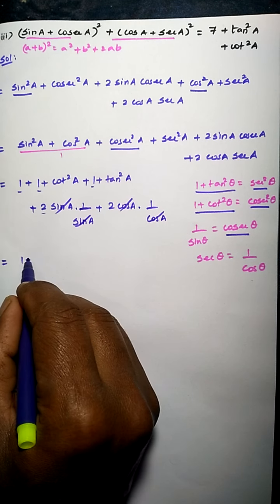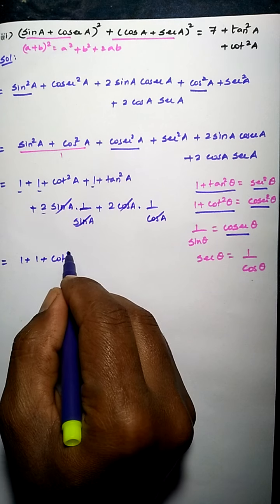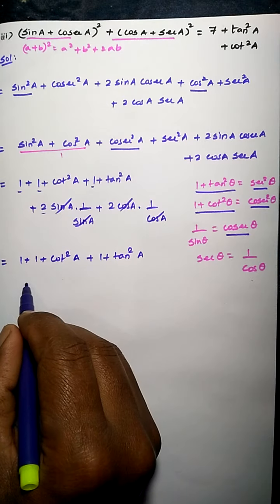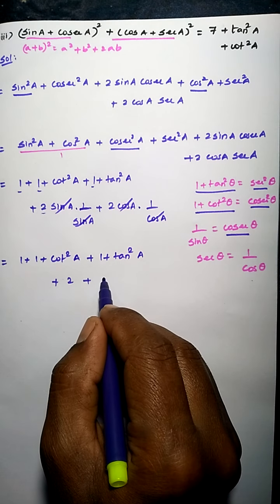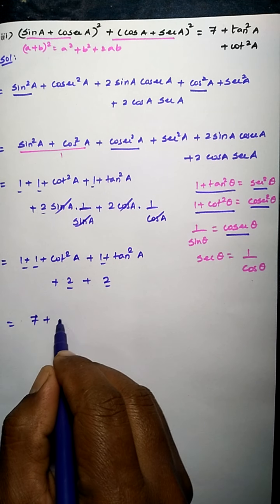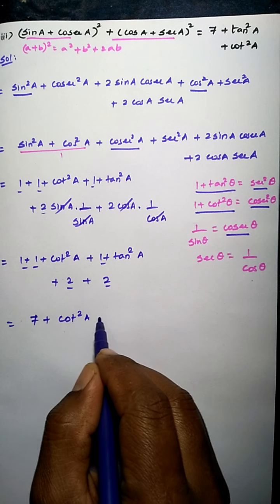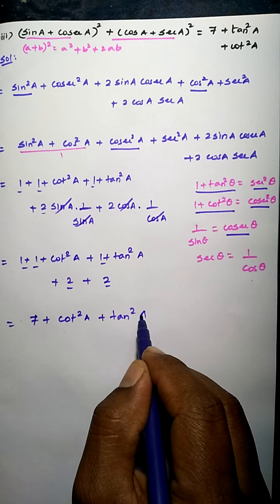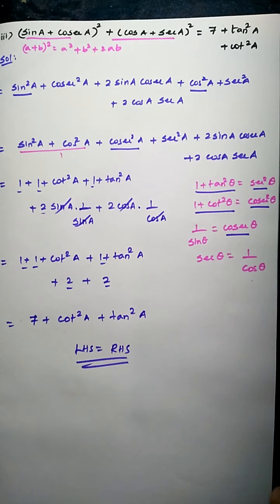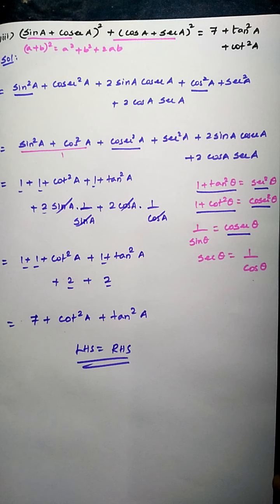So let's write one more step: 1 plus 1 plus cot square A plus 1 plus tan square A plus 2 plus 2. Okay, now when you add all this you will get 7 plus cot square A plus tan square A. So hence LHS equals RHS. Hope that you understand this. If any doubt, please put it in the comment section. It's all using these formulas only that we are proving. Just go through these formulas once, then watch this video so that you will understand.